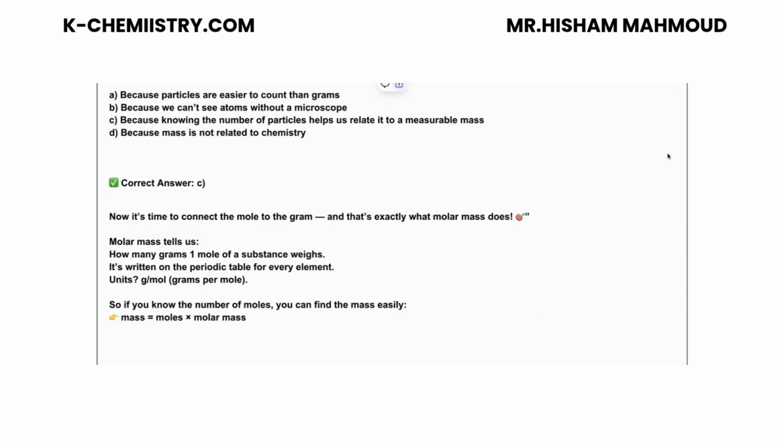What is the unit for that? Grams per mole. Grams for every mole. So if you know the number of moles, you can find the mass easily. Mass is equal to moles times molar mass. But how did we get that?